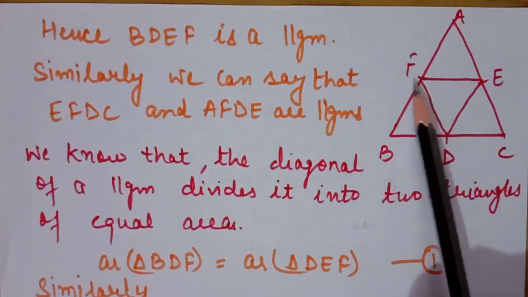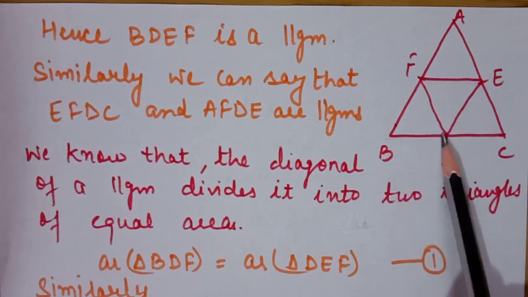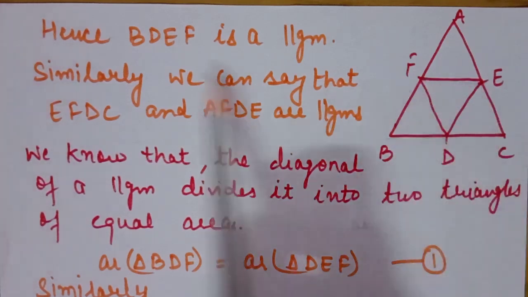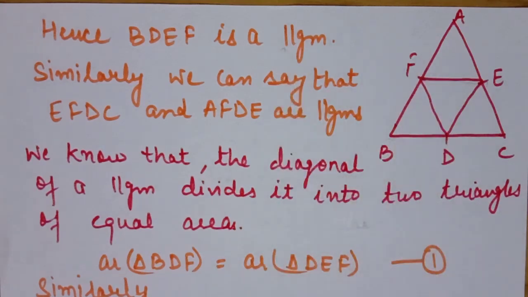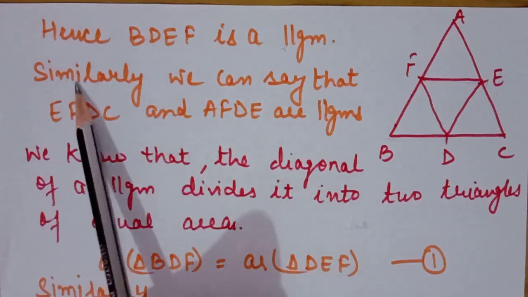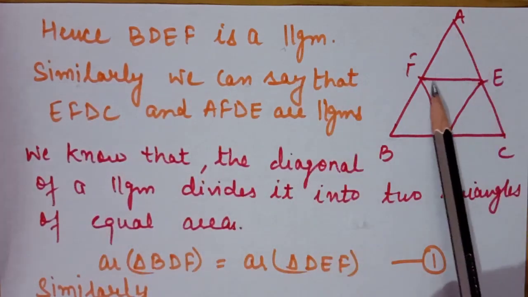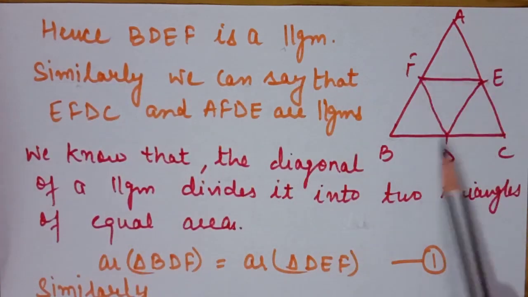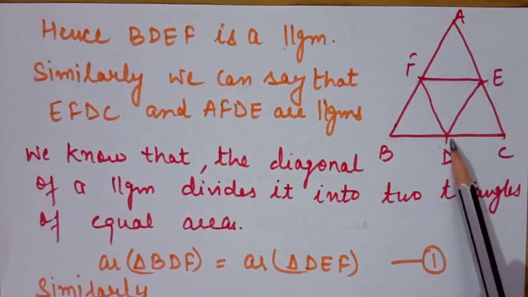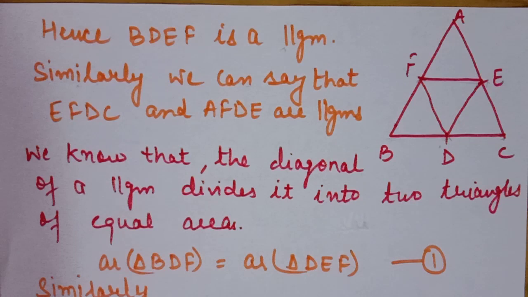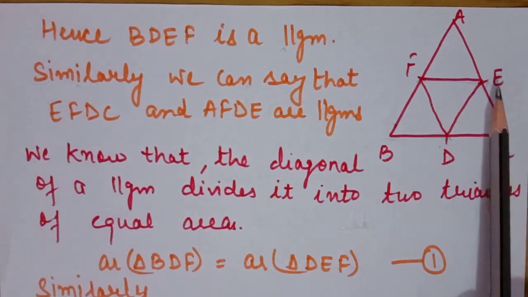So students, if this part is parallel to this and equal to this, then definitely BDEF is a parallelogram, because one pair of opposite sides of a quadrilateral is equal and parallel. Similarly, we can prove that EFDC is a parallelogram and AFDE is also a parallelogram. We can prove it. It is very easy.